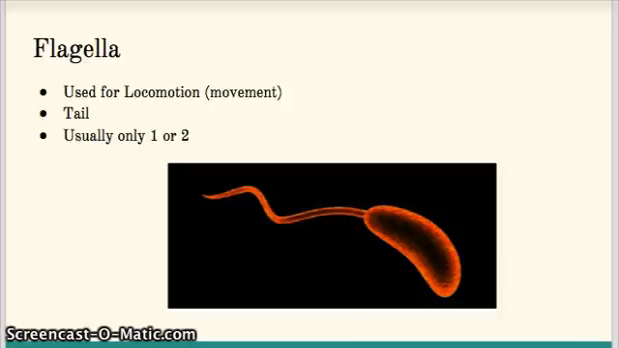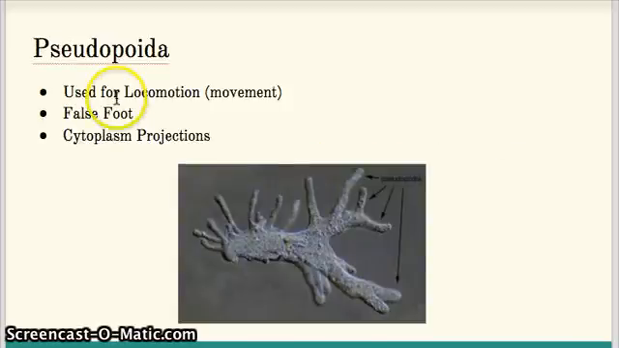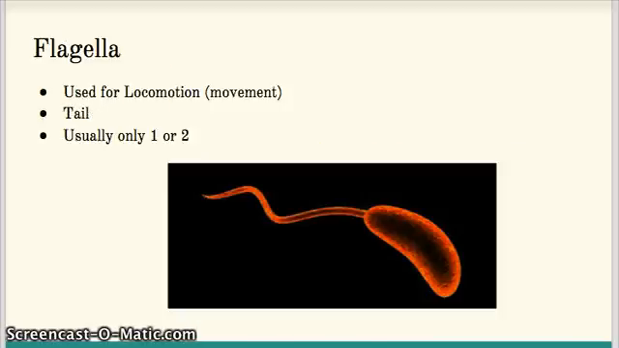So the next three things are all used for movement. They're all used for movement, so cells need to move around their environment. This one, the classic cell that this looks like, is a sperm cell, and they need to move. So what this is, is a flagella. A flagella kind of spins and pushes the cell through the environment. All right, it's a tail, and there's usually only one or two. So whenever you see a long tail and there's only usually one or two, that's a flagella.